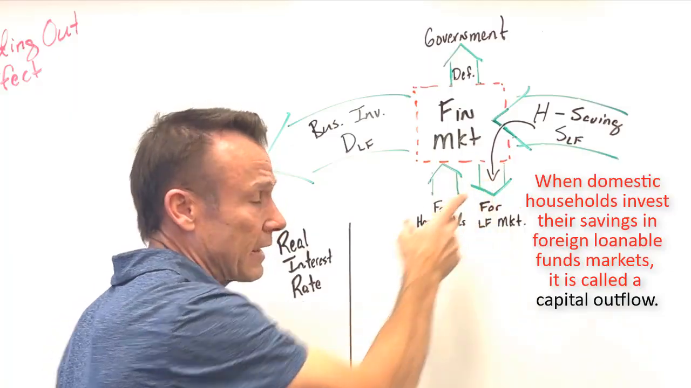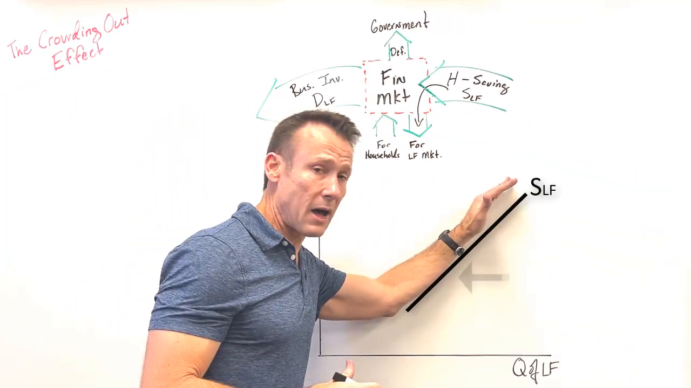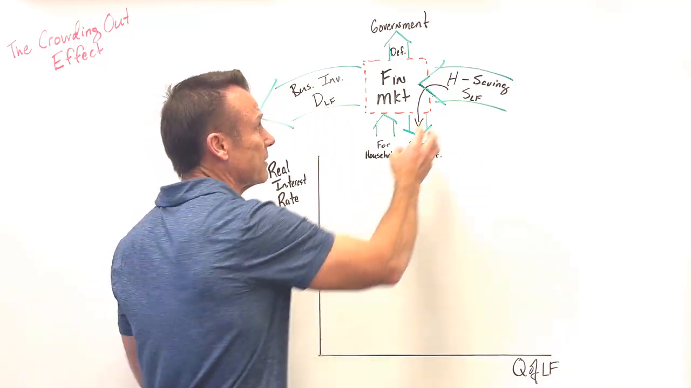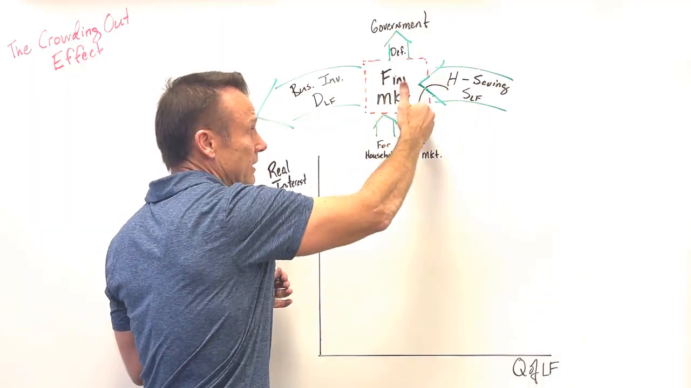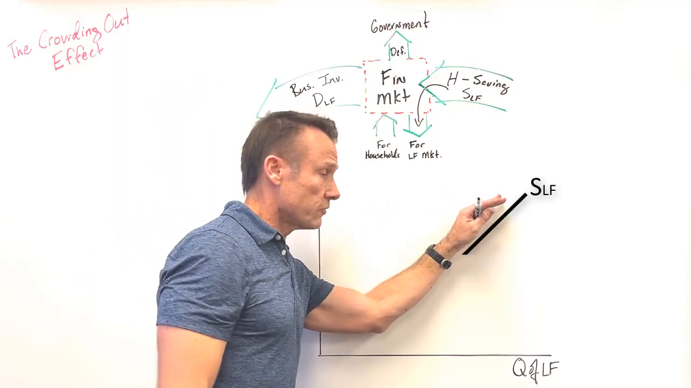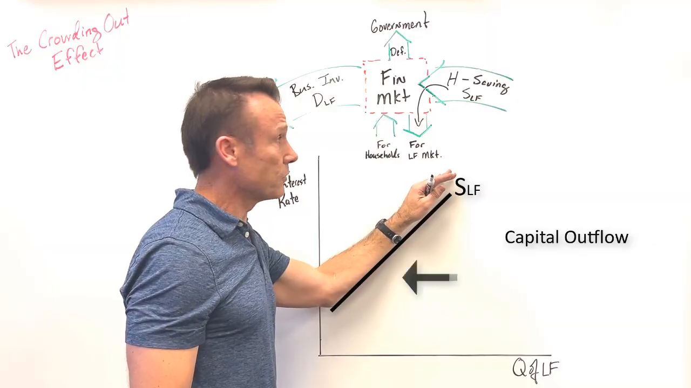And how are we going to handle a capital outflow? Pretty much all teachers are the same. We're going to take that supply of loanable funds and shift it to the left, right? And hopefully that totally makes sense. If household savings is the supply of loanable funds, then when they take their household savings abroad, instead of keeping it here domestically, the supply of loanable funds in the domestic loanable funds market shifts to the left.